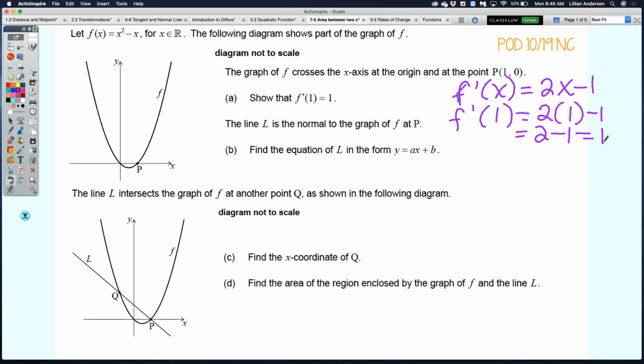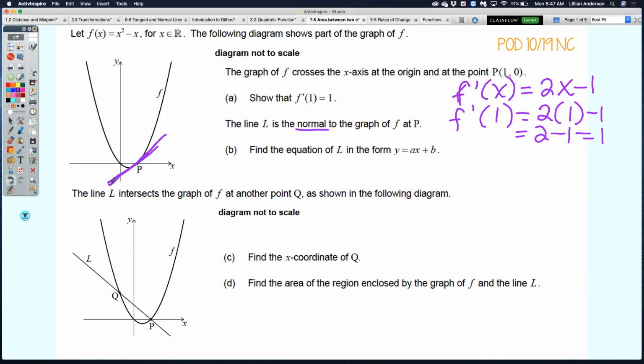Then it says line L is the normal to the graph of f at P. The normal. What does normal mean? Not tangent, though it's related to the tangent. It's the opposite reciprocal of the tangent. When we showed that f prime of 1 was equal to 1, we found the gradient of that tangent line.